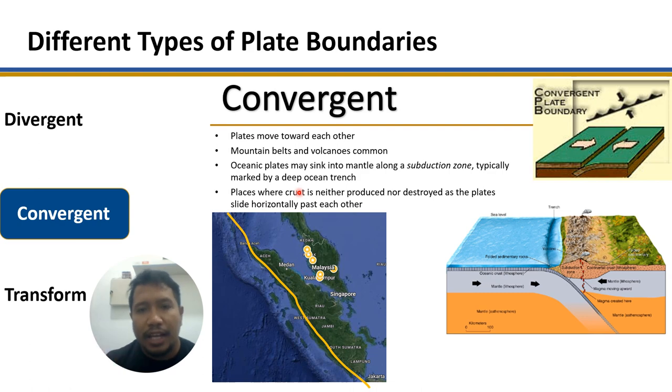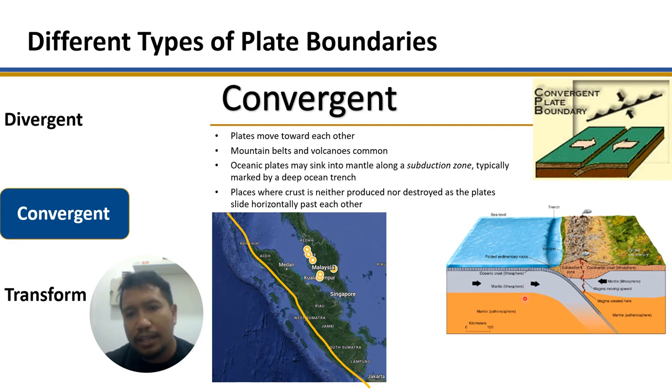The collision line or subduction line is called a trench, or deep ocean trench when it's situated in the sea, which is also visible from satellite image. The subducting plate sinks into the mantle and is melted and then recycled. The melted materials may rise to the surface and also form a volcano, as shown over here.